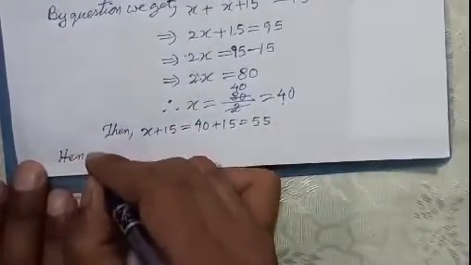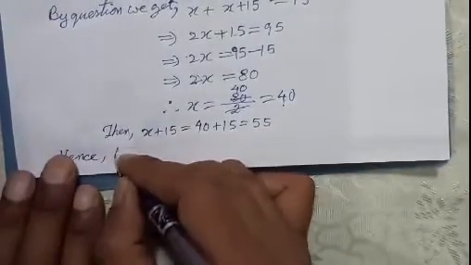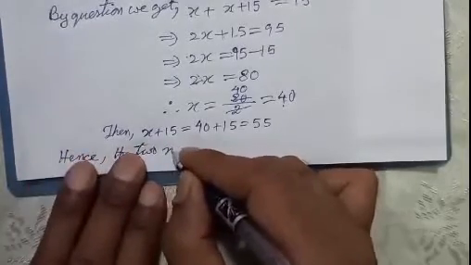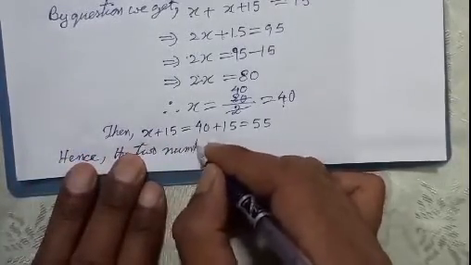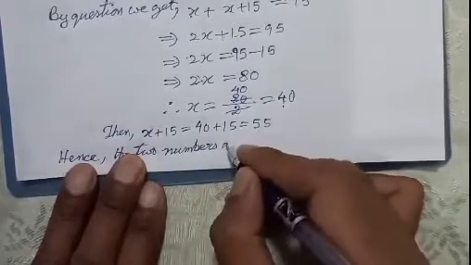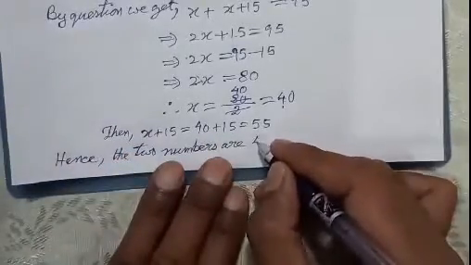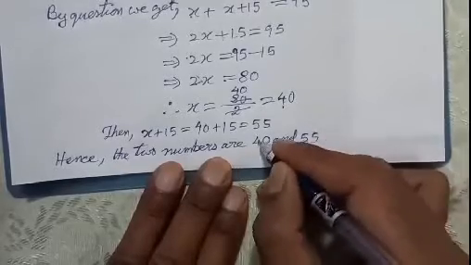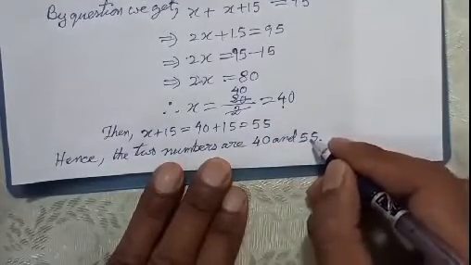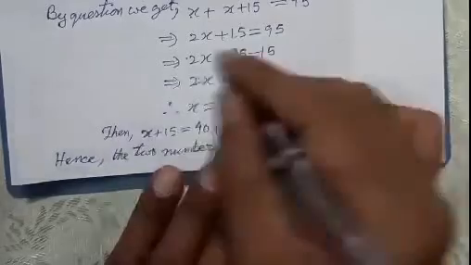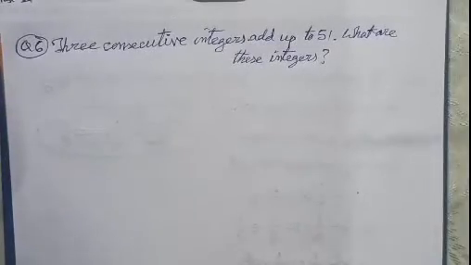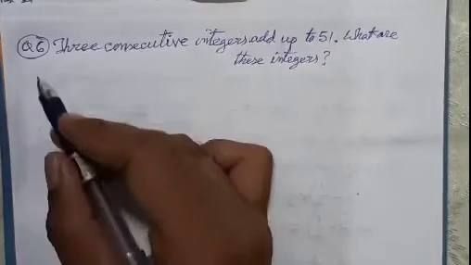Hence, the two numbers are 40 and 55. Here the question is over, and I hope that you can understand this. Question number 5 is same, so you try question number 5. Now next question, question number 6.